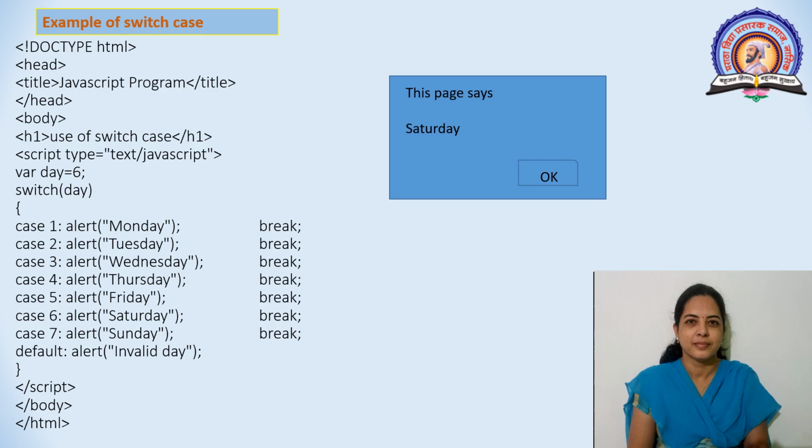In this way we are taking all the 7 values. Case 7, Sunday. And if the value is not between 1 and 7, then here we are taking the default message, default alert invalid day. If the value is not between 1 and 7, it will display the alert message invalid day. Here we have taken value equal to 6, so you can see the output here. Output is displayed as Saturday.